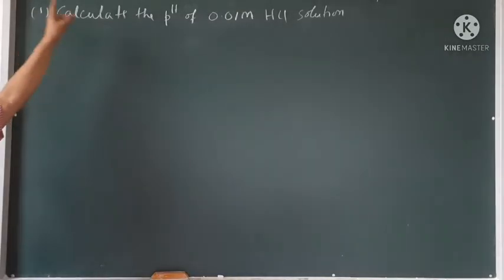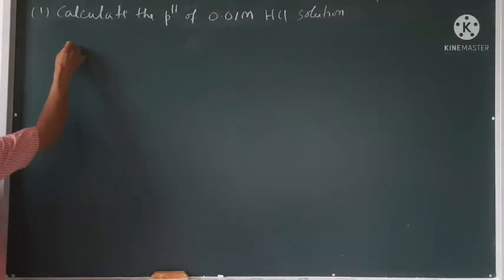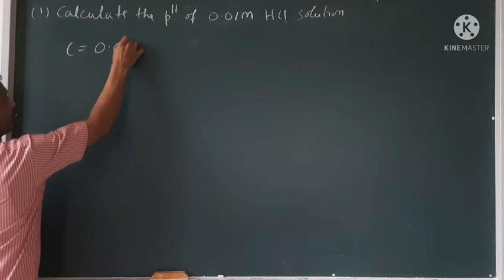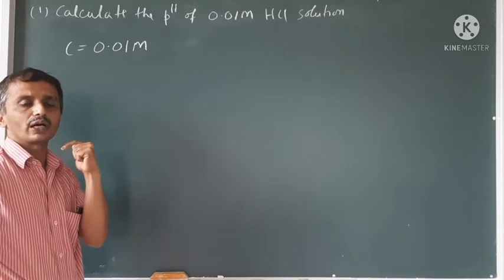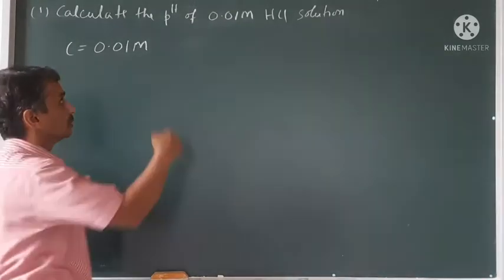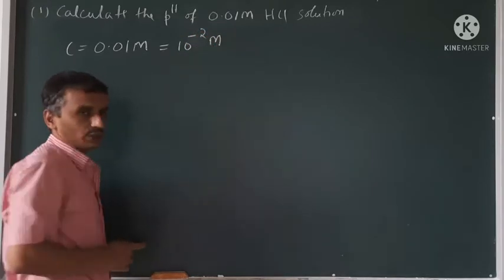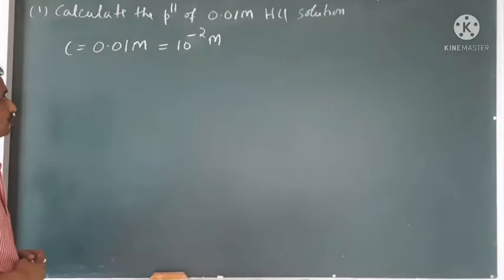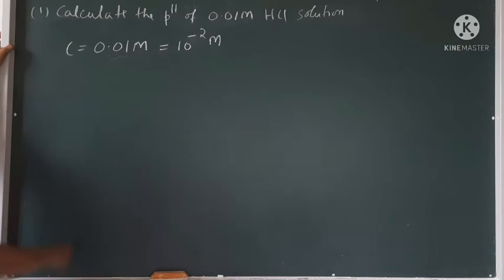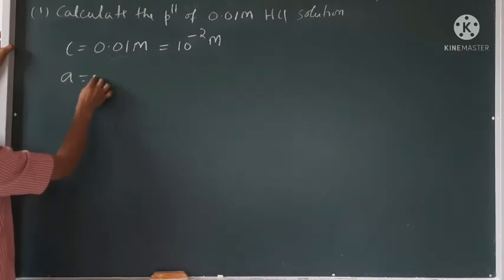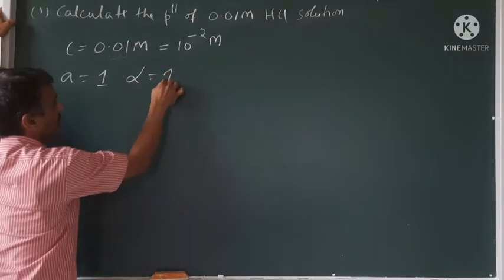Now, calculate the pH of 0.01 M HCl solution. So, C is given as 0.01 M. As pH is the negative logarithm of H plus, I have to take the logarithm. So I will write it as 10 to the power minus 2 M also, with scientific notation, 1 into 10 to the minus 2. Then for HCl, A value is 1 and the alpha value is also 1 because it's a strong acid.